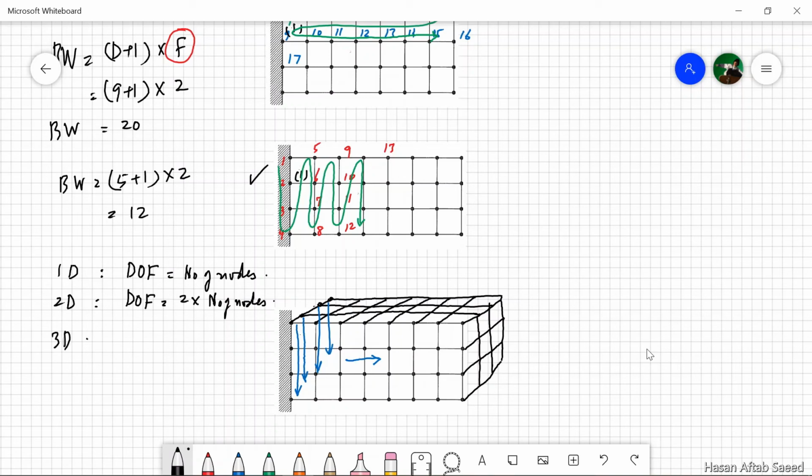For a 3D problem, the degrees of freedom of the problem will be 3 into the number of nodes. And that is why if you are calculating bandwidth for a 3D system, you must use 3 here.